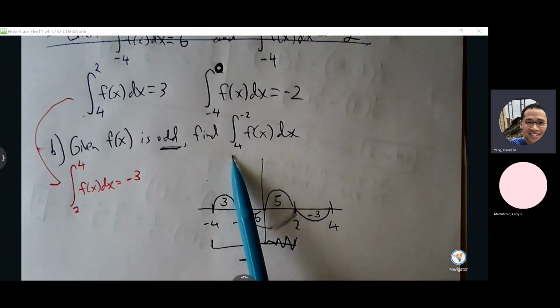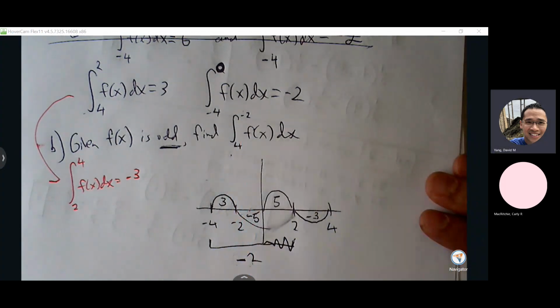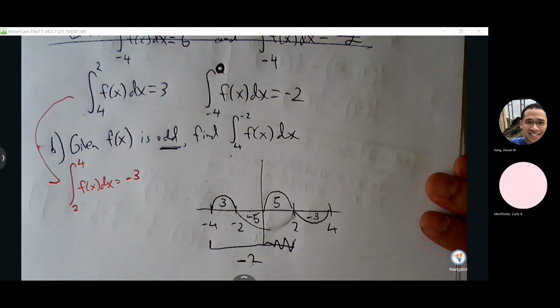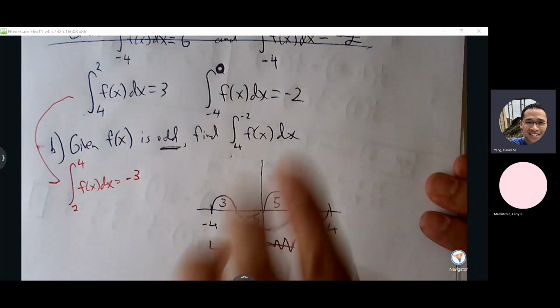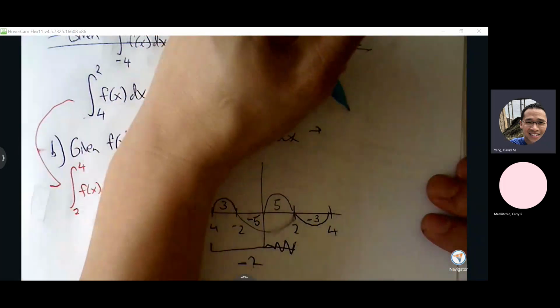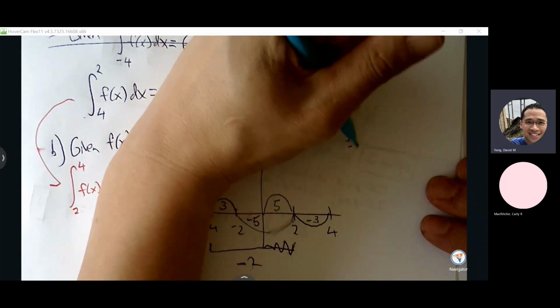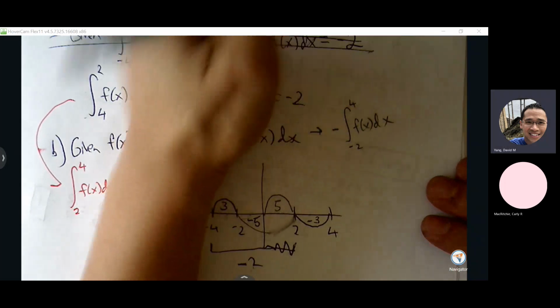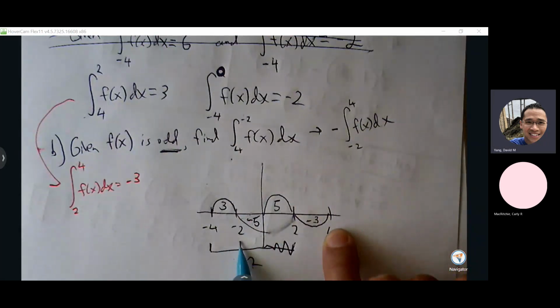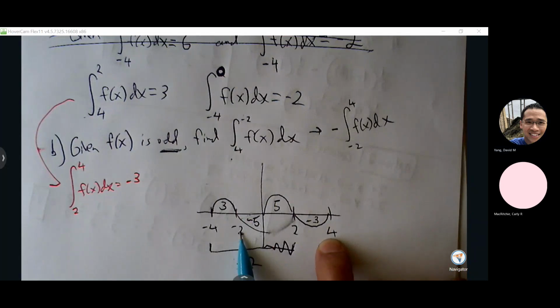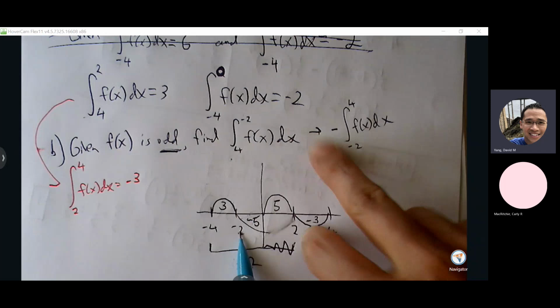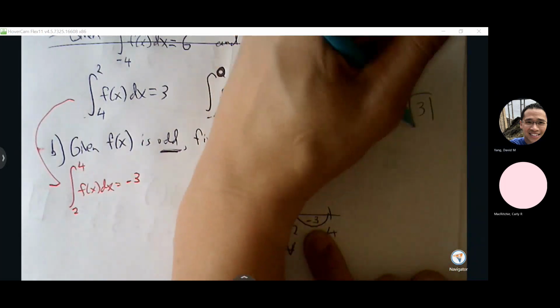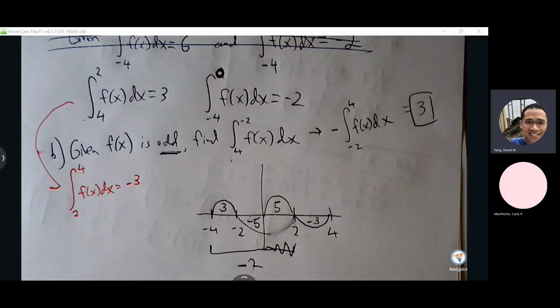So now to find the integral from 4 to -2, this is backwards here. I want to flip this, make it from -2 to 4 with a negative in front. So -2 to 4 is really equal to what? Yeah, -3 with a negative, so it's going to be +3. Sorry about all the changes.